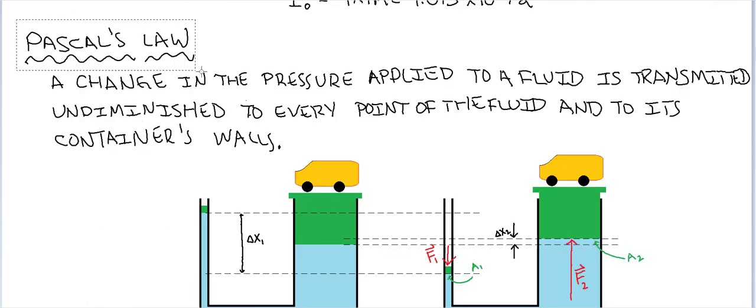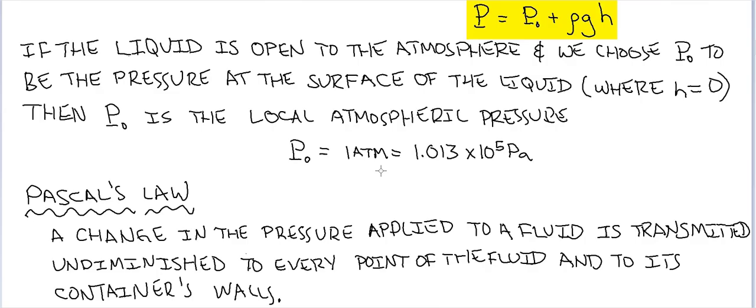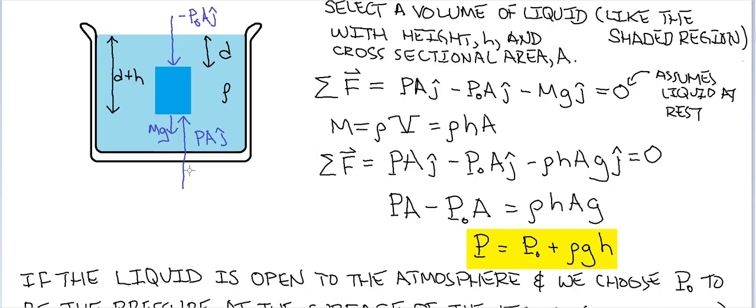Let's look at Pascal's law then. So Pascal's law in words is that a change in pressure applied to a fluid is transmitted undiminished to every point of the fluid and to its container walls. So let's come back to this. Note that the pressure at the bottom is equal to the pressure at the top plus rho g h.